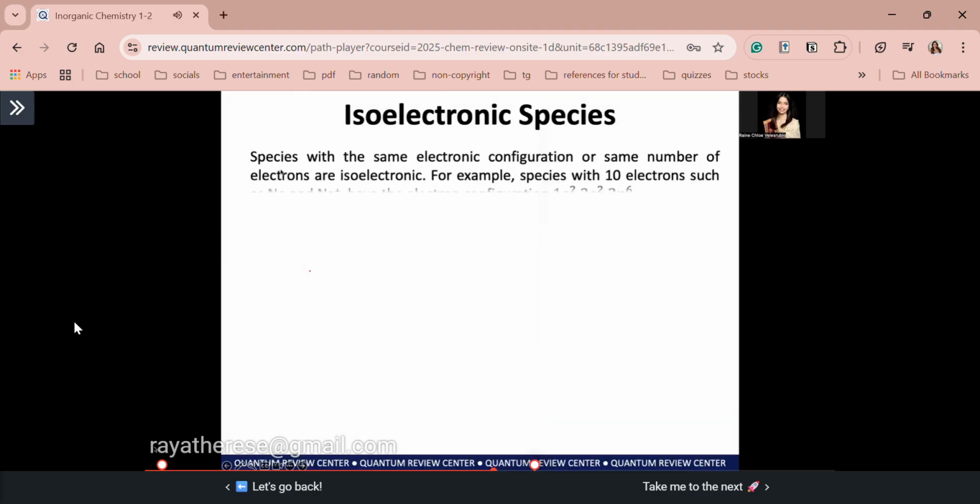In relation to this, okay, species with the same electron configuration or same number of electrons are isoelectronic. So, example na natin dyan, yung neon and sodium cation kanina. Okay, they are isoelectronic because they have the same electron configuration of 1s2, 2s2, 2p6.